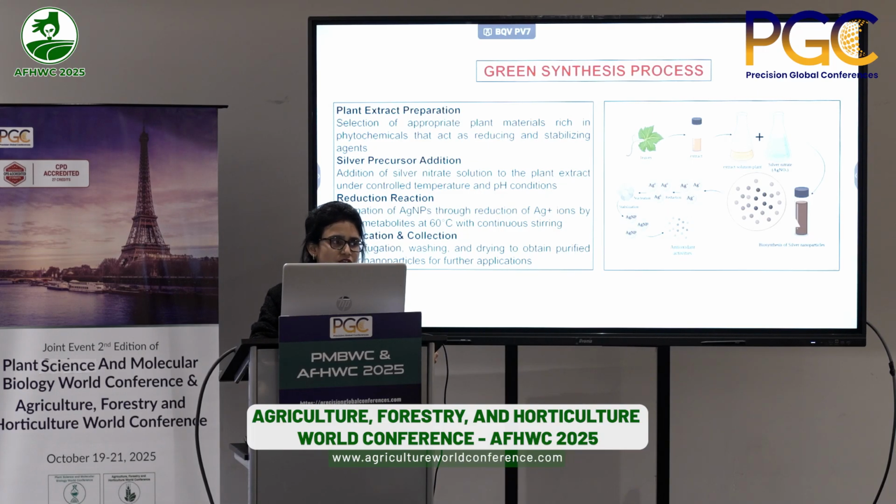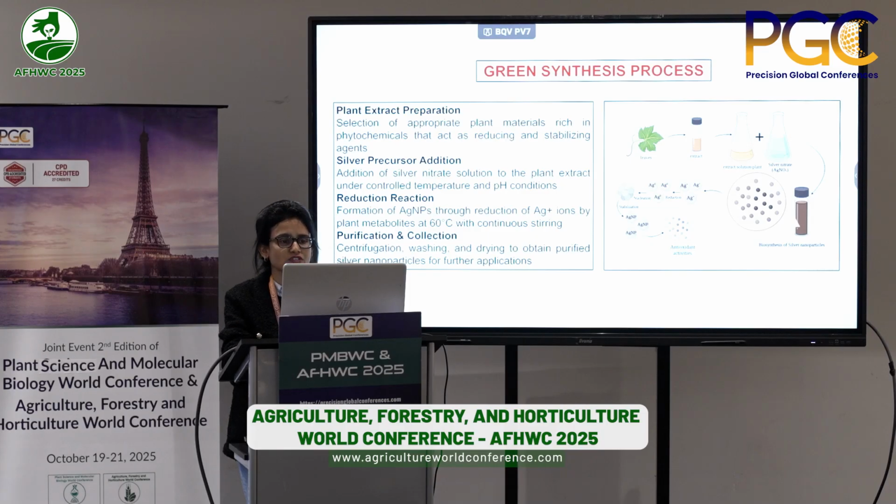So we will start first by discussing the green synthesis. For this we have taken some plant material. We will make the extract, and to this extract solution AgNO3 solution will be added, where silver is present as the monopositive ion, and we will get the biosynthesized silver nanoparticle. The pictorial description is shown here.